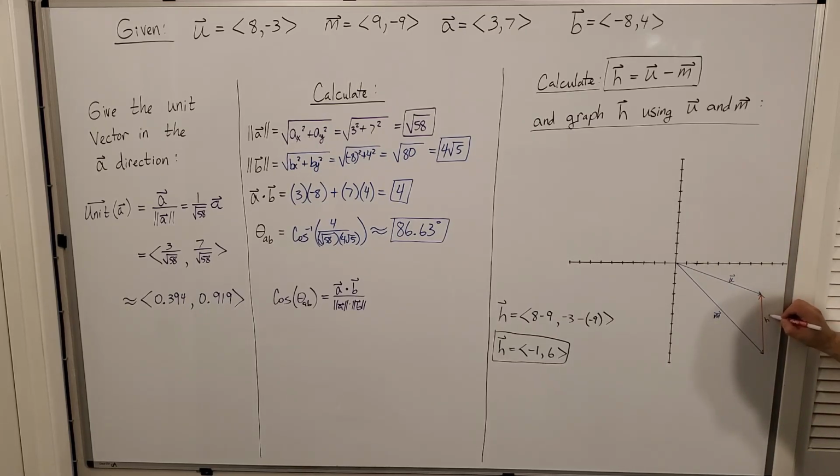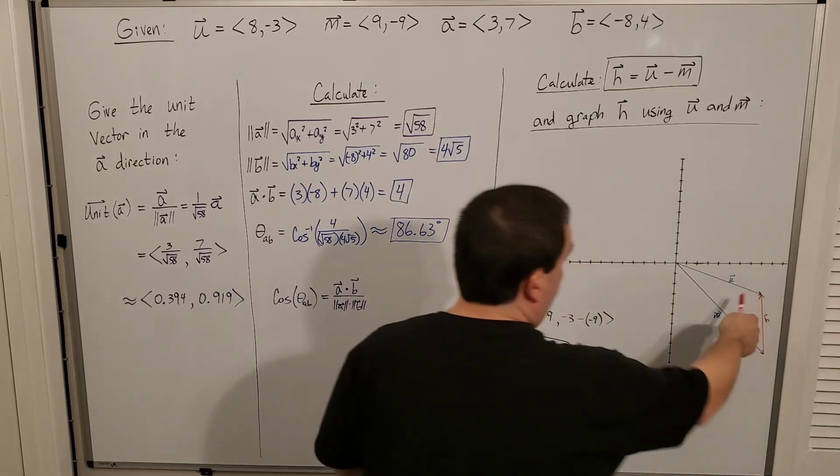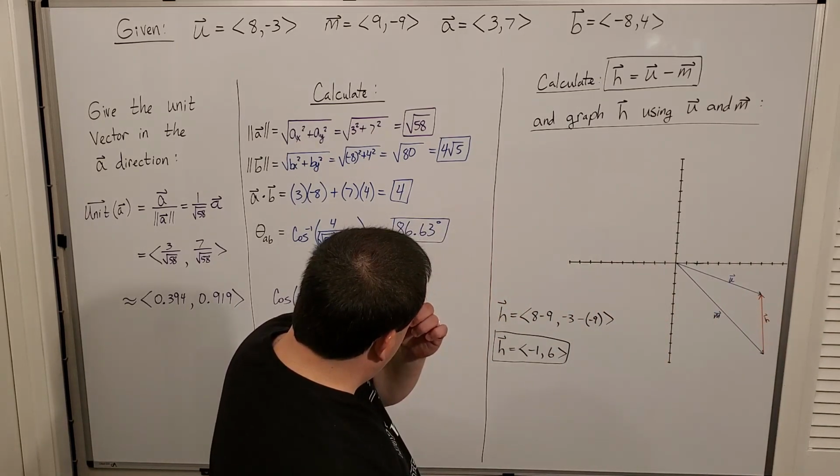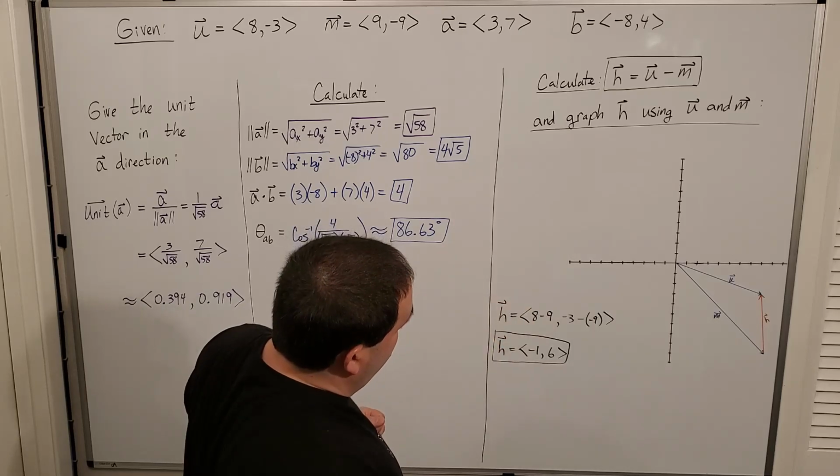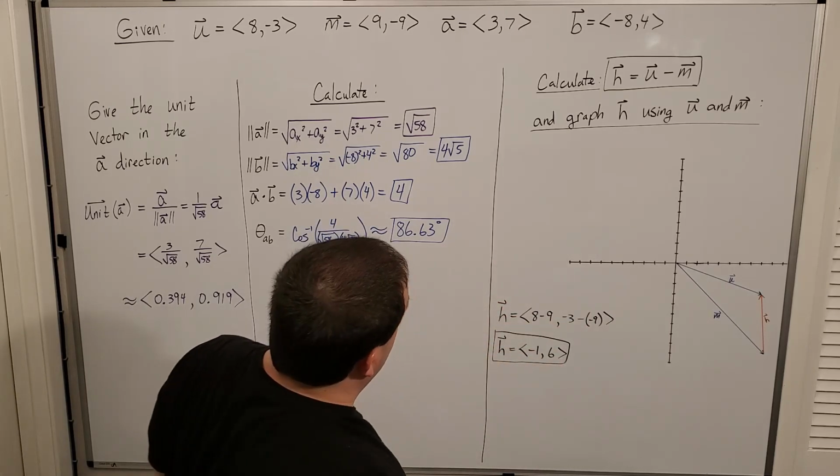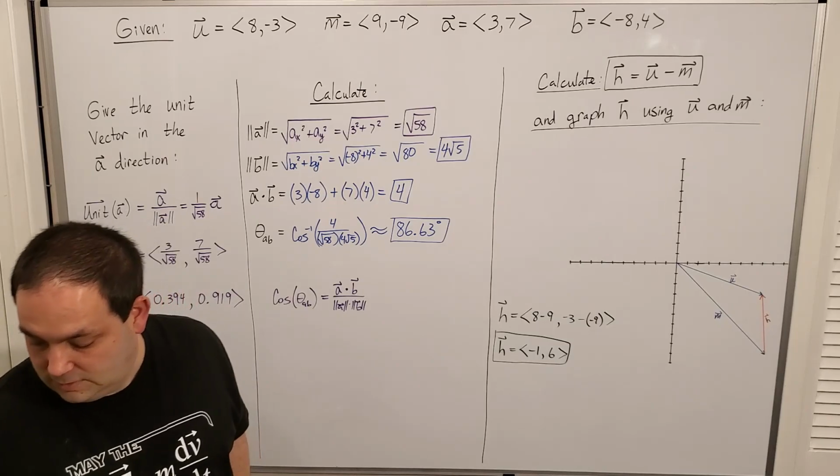So this is vector h. Notice that it's exactly a -1 and up 6, right? It goes 1 to the left and then goes up 6 to make that h vector. So this is the graph of h, using u and m to graph it. And then, of course, this is how you calculate h. Okay?